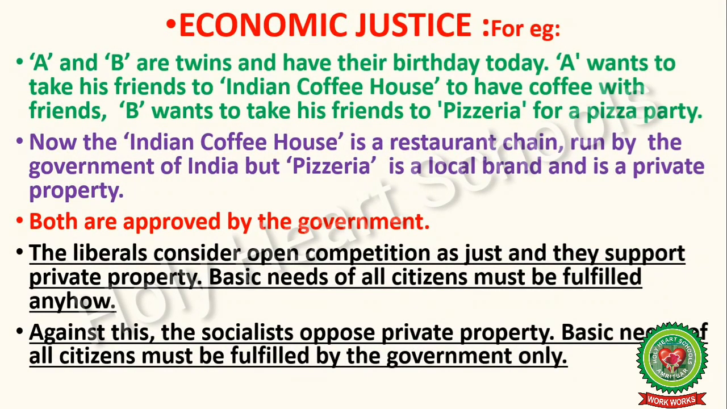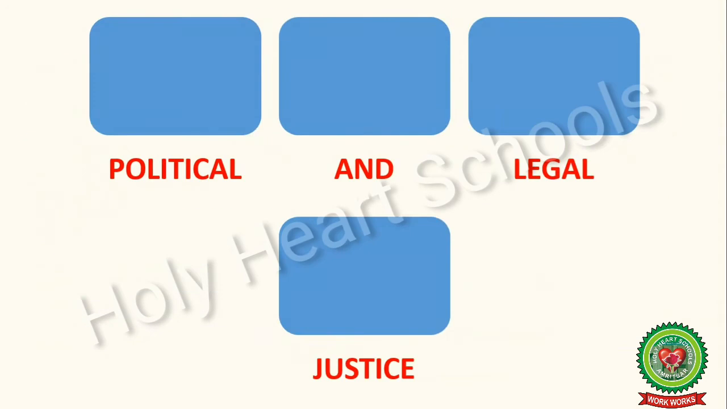They feel the basic needs mean food, clothing, shelter. Here I am talking about food. It must be fulfilled anyhow, either through government resources or through private resources. It must be fulfilled anyhow. Against this, the socialists oppose private property. The basic needs of all citizens must be fulfilled by the government only. This is the socialist opinion.